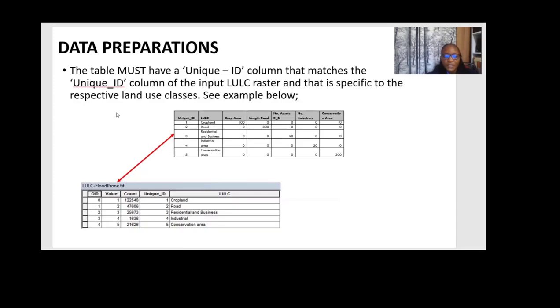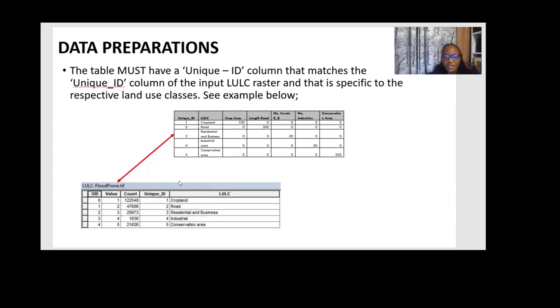So like we have said, the flood-prone area information table must have a unique ID column that matches the unique ID column of the input land use land cover raster, and that is specific to the respective land use classes that will be under valuation.